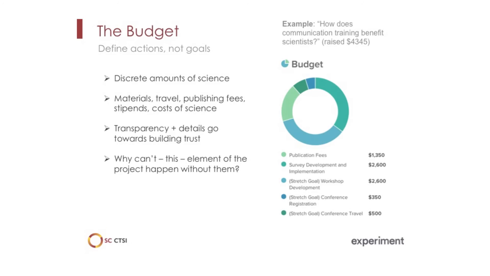So now we'll talk about the budget. I know this is a very frequent question a lot of researchers ask us, saying, I've got this grand idea, but how do I know what the appropriate size is, or what is like the first chunk? Should I think about this in multiple phases? And what we've actually found is that if you think about your budget in terms of defining discrete amounts of science, that helps readers and audience members understand what the project's actually about.